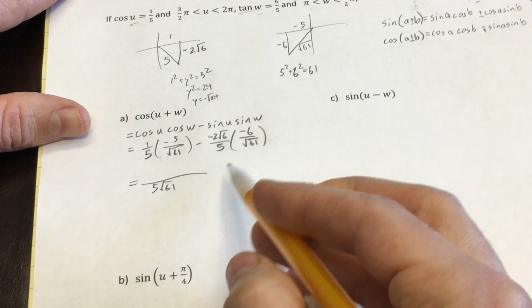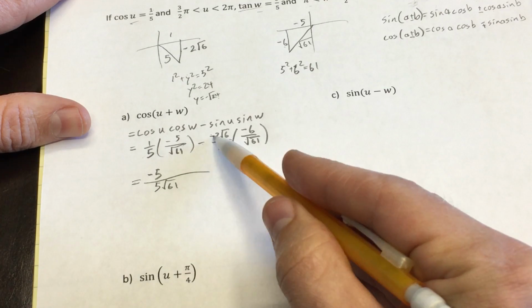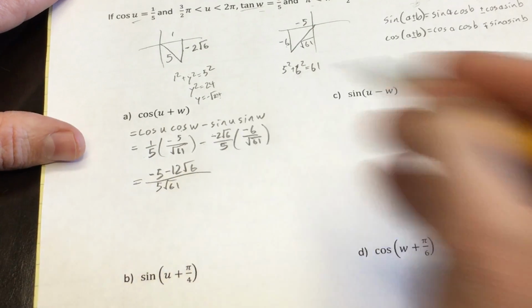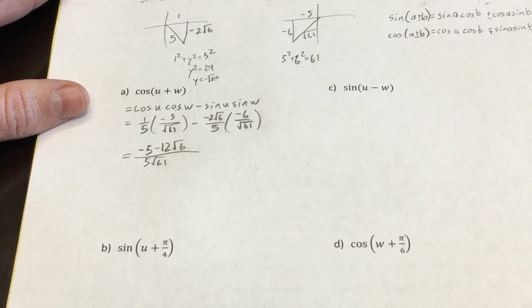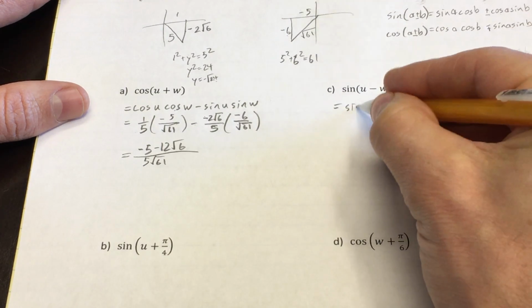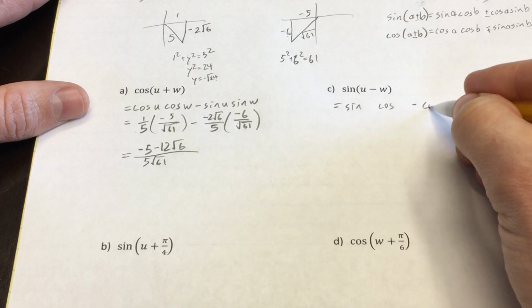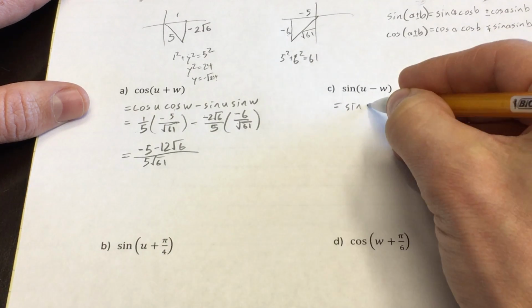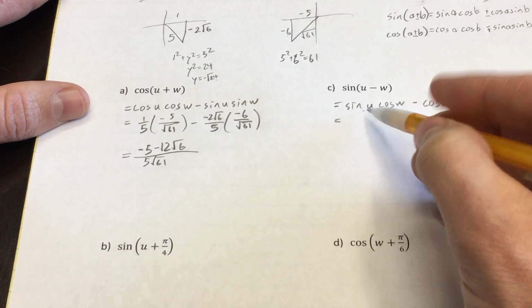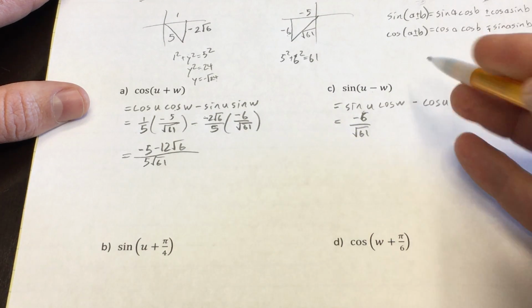So what we have here, it seems, is we have minus 5. And then here, let's see, minus minus minus, so that's still minus 12 root 6. Okay? And we could do the same thing with sine. Sine of u minus w is sine cosine minus cosine sine, right? u w, u w. So let's see.